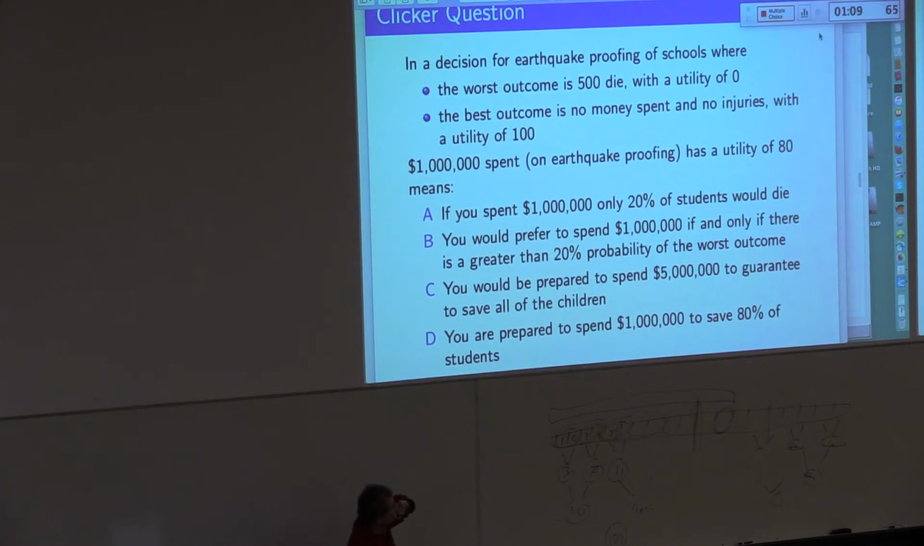Does it mean that if you spend $1 million, only 20% of the students would die? B, you'd prefer to spend $1 million if and only if there's greater than 20% probability of the worst outcome. C, you'd be prepared to spend $5 million to guarantee to save all the children. Or D, you're prepared to spend $1 million to save 80% of the students. So I want to know what this means. This utility has a specific meaning. Any questions? Does anyone still need more time? Okay, 3, 2, 1.